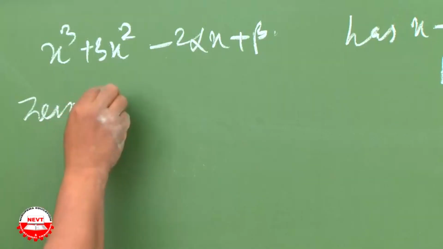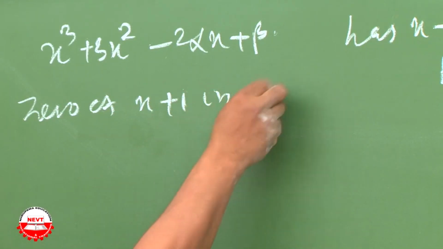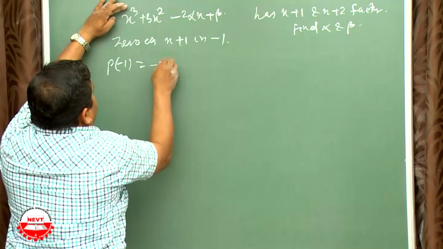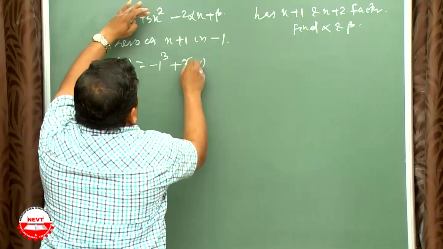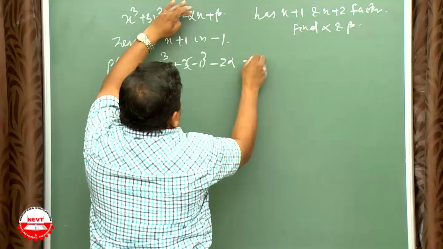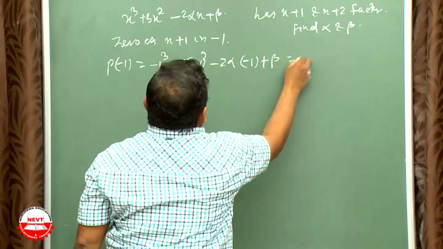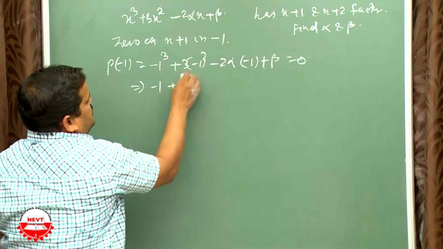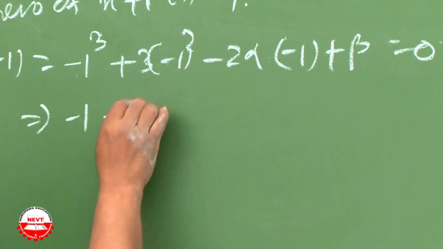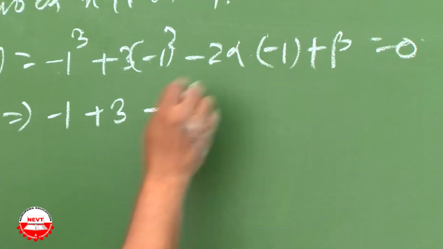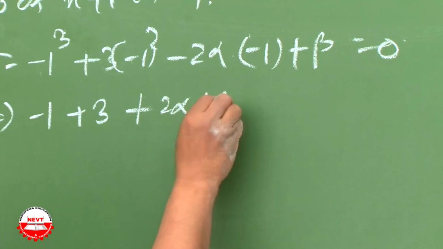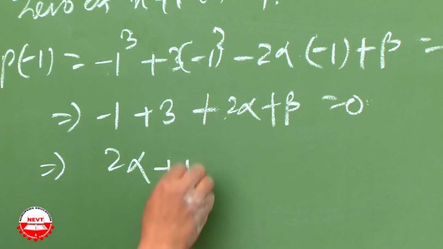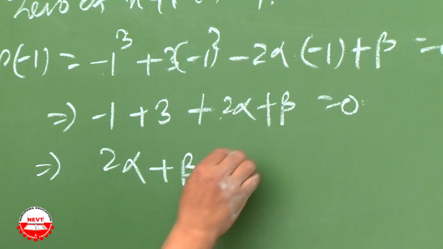0 of x plus 1 is minus 1. So find p of minus 1 first. You will get an equation that is (minus 1) cube plus 3 into (minus 1) square minus 2 alpha into minus 1 plus beta is equal to 0. That implies minus 1 cube is minus 1, plus minus 1 square is 1 into 3, minus 2 alpha into minus 1 plus 2 alpha plus beta is equal to 0, or 2 alpha plus beta plus 2 is equal to 0.